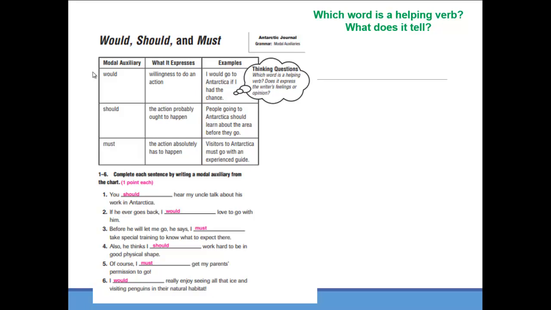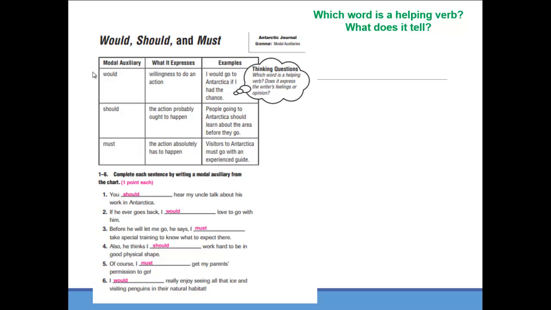Number 5, of course, I must get my parents' permission to go. So the verb must here shows that the permission must be given by my parents. So I must get my parents' permission. That is something that I must do, something that has to happen.